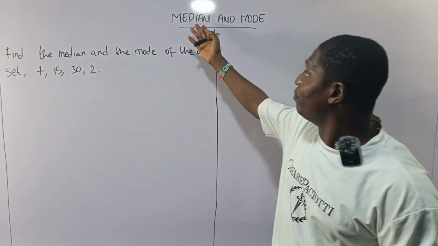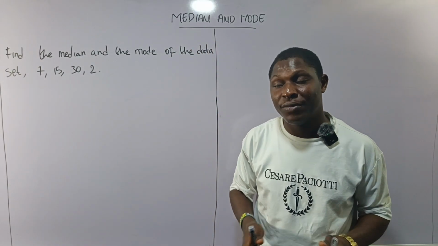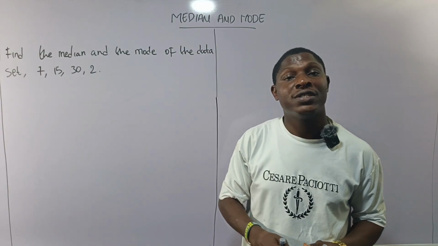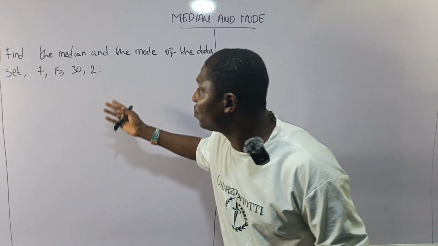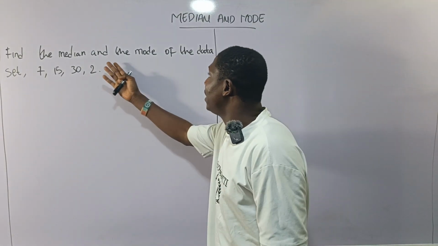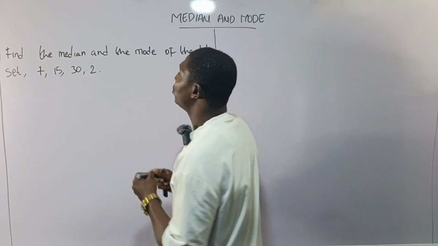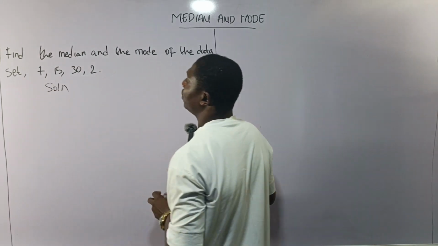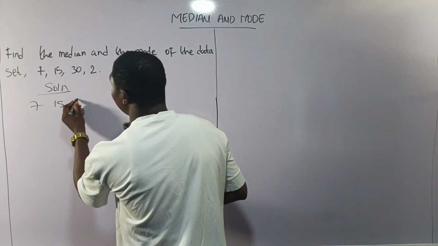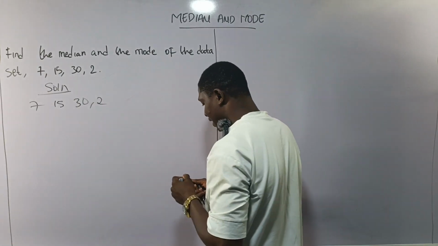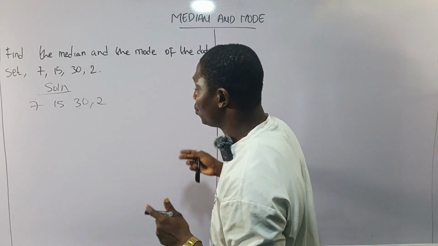We'll treat the normal method for median, and we'll also look at some other methods, like the iterative elimination method, the cumulative frequency method, and also the median position method. So let's see this question. It says, find the median and the mode of the data set 7, 15, 30, and 2. So we have the solution. For the median, we have to arrange these values in either ascending or descending order, but I prefer using ascending order.